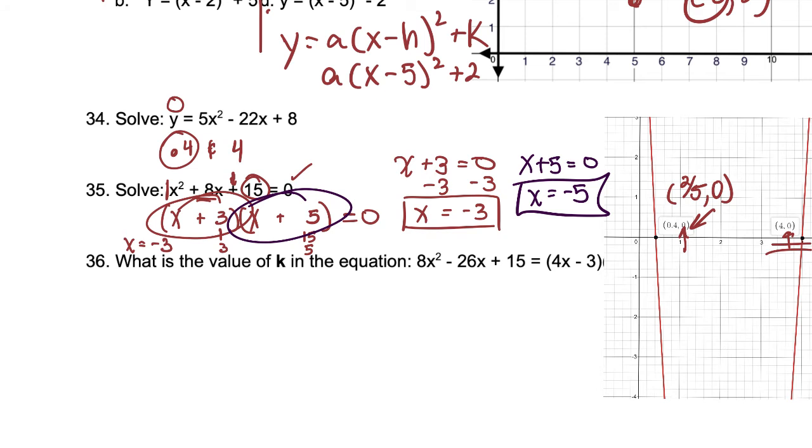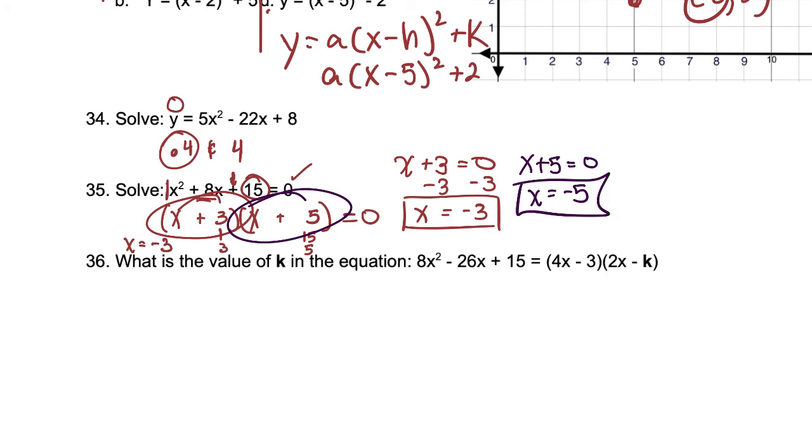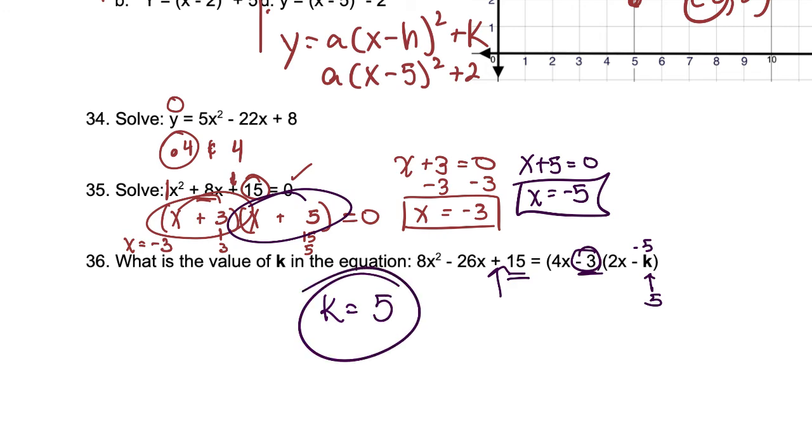Let's see here. I've covered up this thing, so let's get rid of him. There we go. Last question here on this page, 36. What is the value of k in this equation here? So we got an 8x squared, 26x, and 15. Remember, we've talked about this, the last terms have to multiply to give you the last term here. So if we got to get a 15 and we got a negative 3, k must be a 5, because then we'd have negative 3 times negative 5, which would be a positive 15. So k is positive 5. That's it.